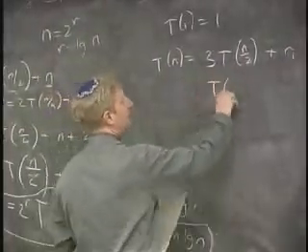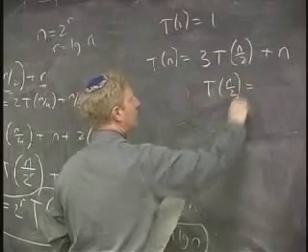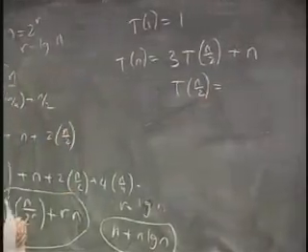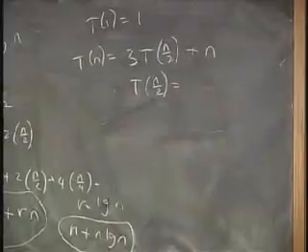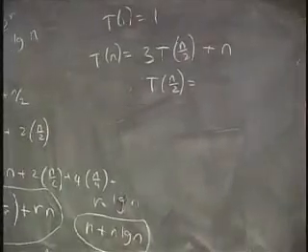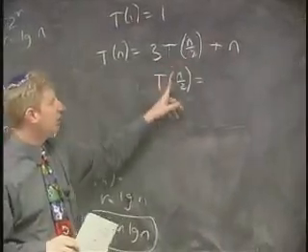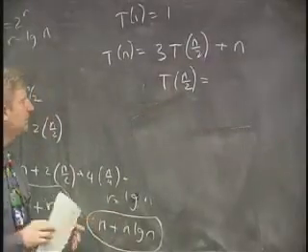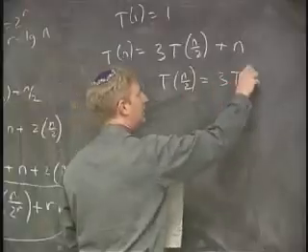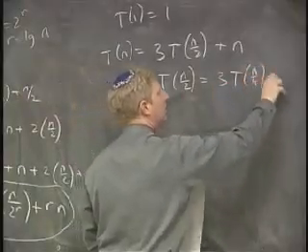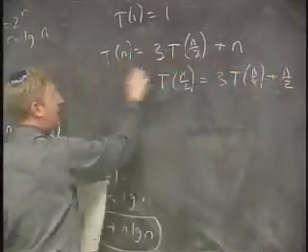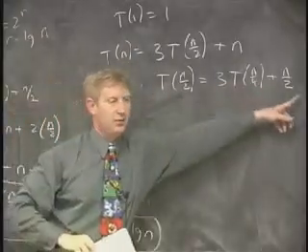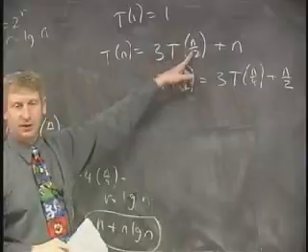Here's the first step as before. T(n/2). Here, let me get some help. What's T(n/2) going to be? We're going to substitute in for this, so we need to know what T(n/2) is. 3T(n/4) plus n/2. Every place you see an n, you put in your n/2. And now we're going to take this value and put it back into here.